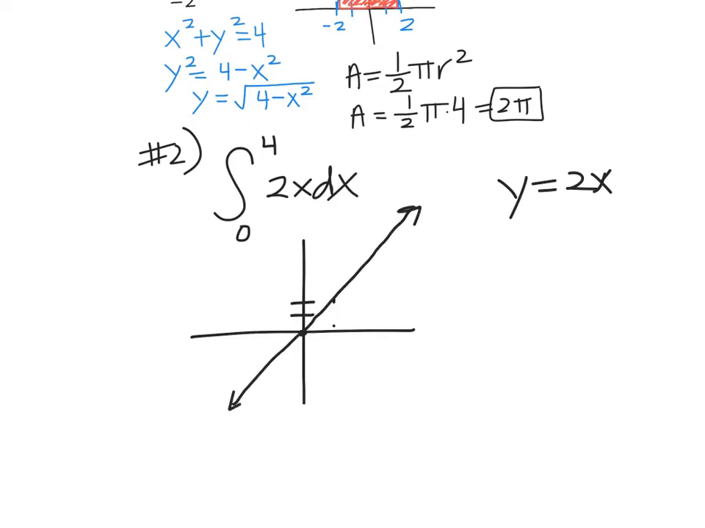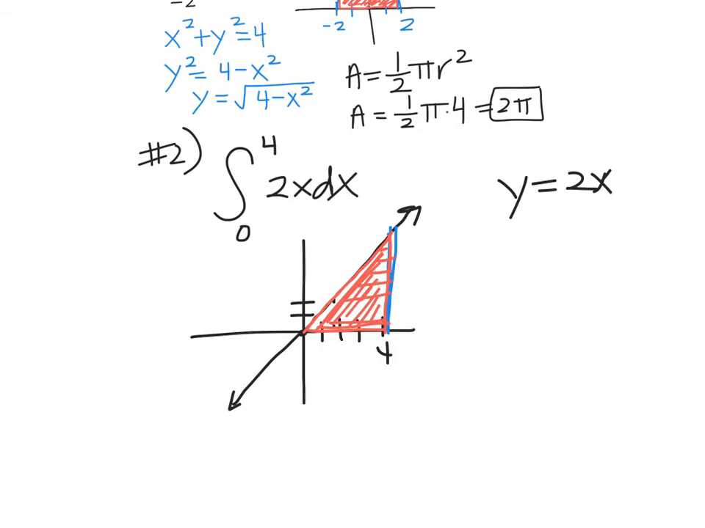And we're integrating from 0 to 4, right there. And what does that make? It makes a triangle. Very good. Even Jack knows that. Not you, Jack. My son, Jack.